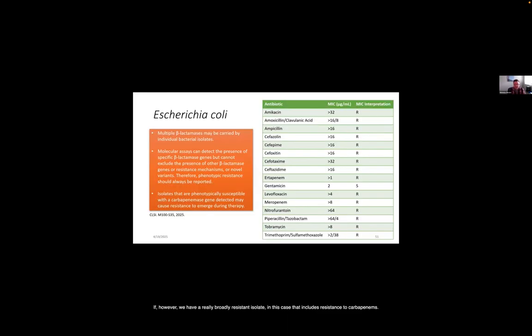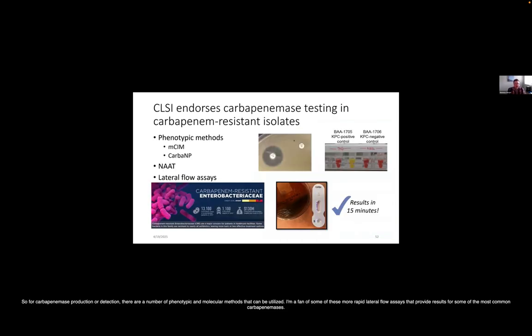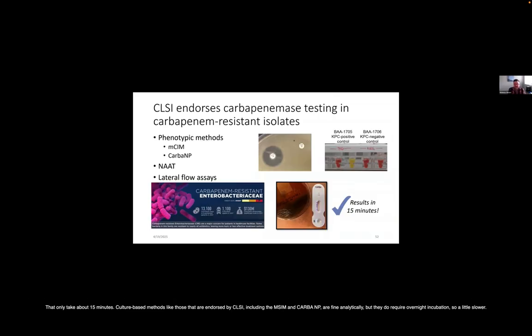If, however, we have a really broadly resistant isolate, in this case that includes resistance to carbapenems, now we start to worry not about ESBLs, but of another form of resistance known as carbapenemases. For carbapenemase detection, there are a number of phenotypic and molecular methods that can be utilized. I'm a fan of some of these more rapid lateral flow assays that provide results for some of the most common carbapenemases in only about 15 minutes. Culture-based methods like those endorsed by CLSI, including the mCIM and Carba NP, are fine analytically, but they do require overnight incubation, so they're a little slower.